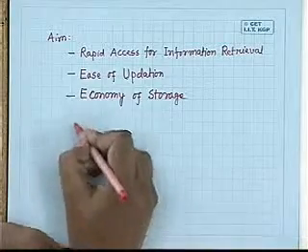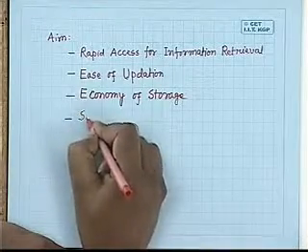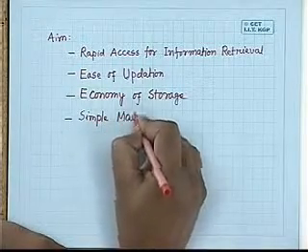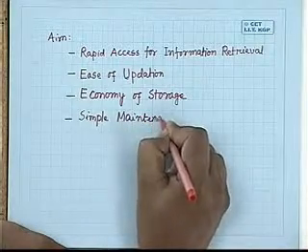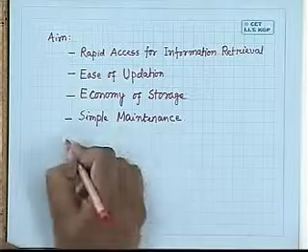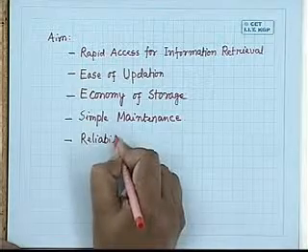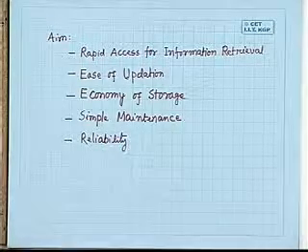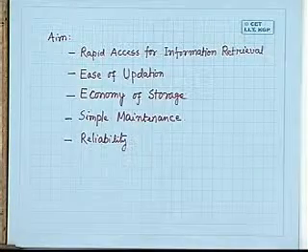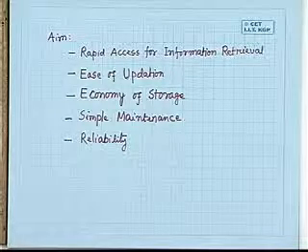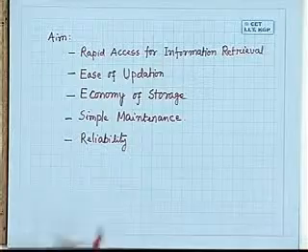Then maintenance of the file system should be very simple. Simple maintenance. And the file system should be reliable. So these are the objectives which have to be kept in mind while designing any particular file system or file architecture. Accordingly, for different applications, you will find that in some applications you have more redundancy, in some applications you have minimum redundancy.